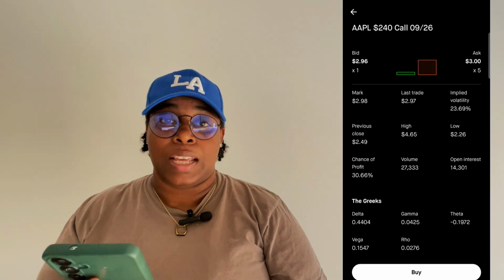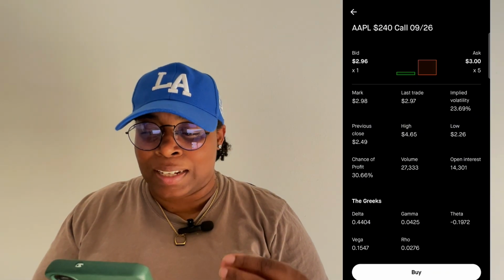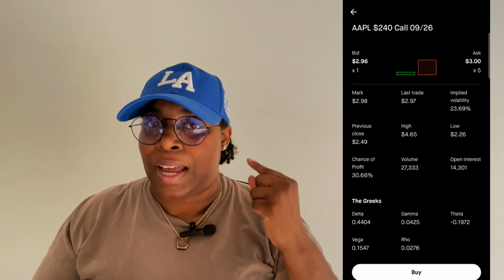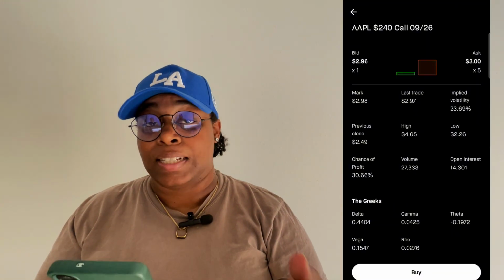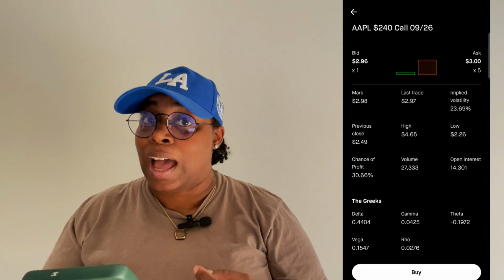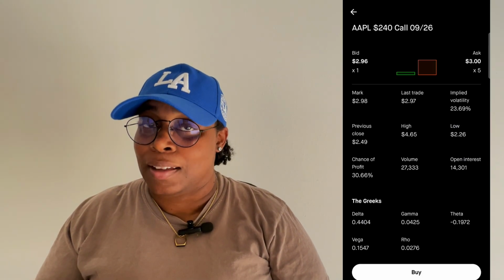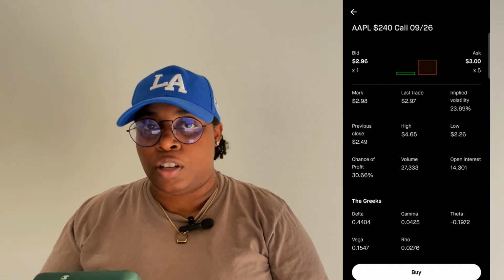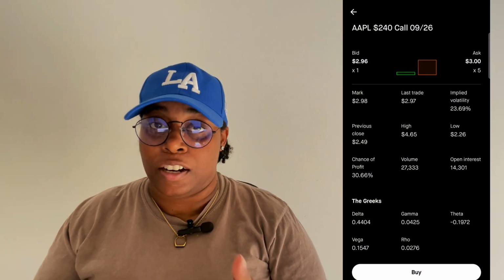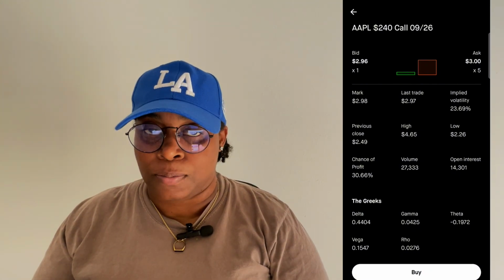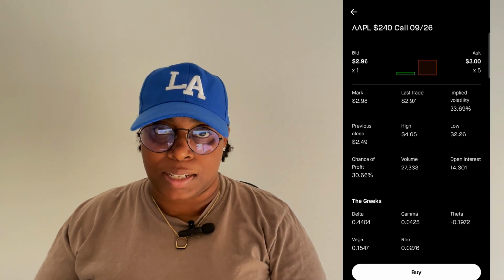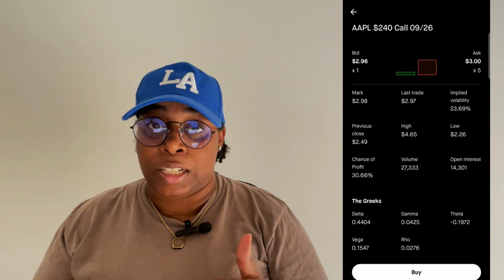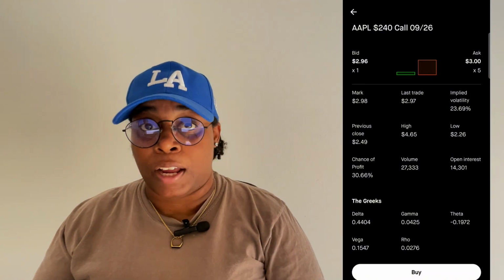Now, me personally, I would look at something like that and say, okay, I see what the high has been, so I have an idea of where it can go. I see how low it's been, so I see how far down it can pull back. I think I want to wait for a little bit of a pullback to get this $240 strike price before I enter my trade to maximize my profits, because I already have an idea of where this particular $240 strike could go.